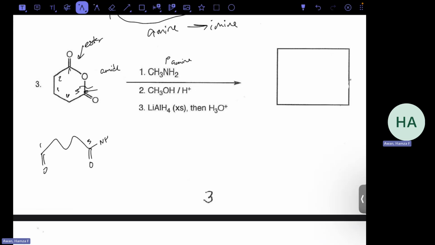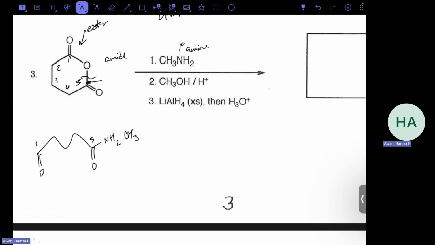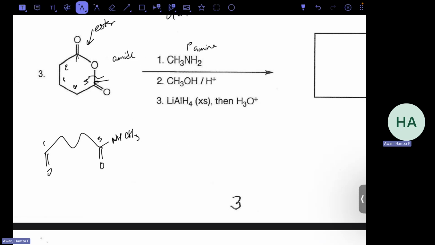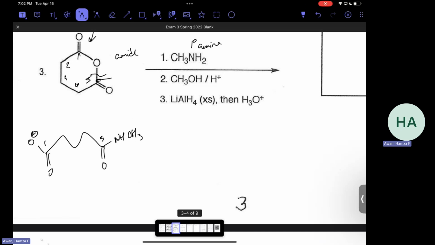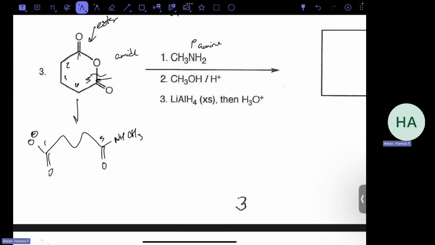So this is going to be NHCH3, so it has no charge. And then on the left side, it's going to have an O minus charge. So it hasn't been protonated yet, right? So that's going to be our product for step 1.